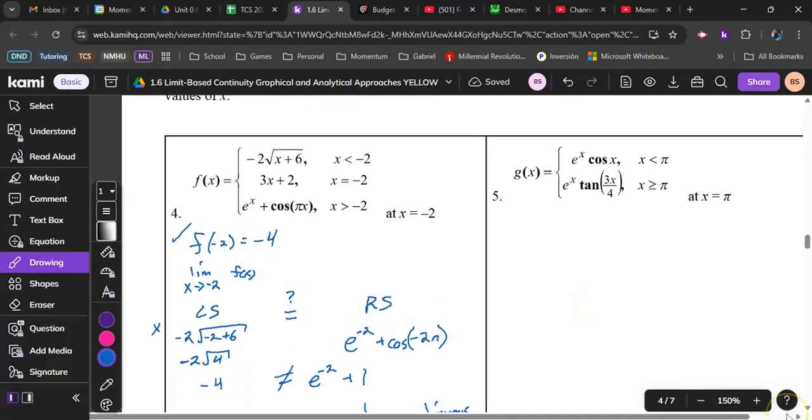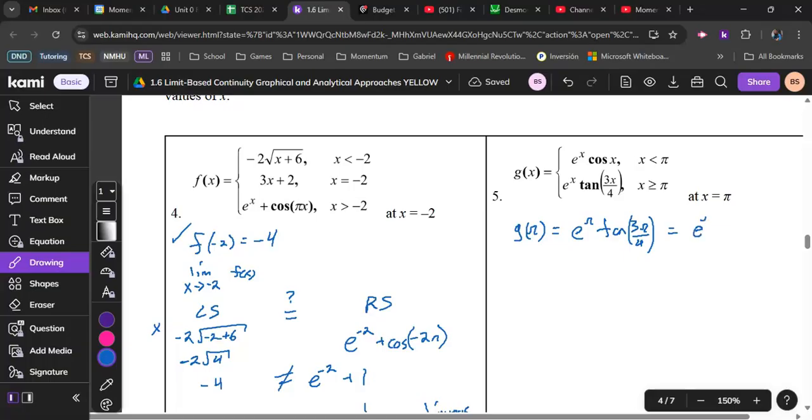All right. So this time it looks a little different. It's still a piecewise function, but there's only 2 functions. So we got to think about it a little bit more. So g of pi, does that exist? First of all, which function am I using? Top or bottom? The bottom one, because it has the equal sign, right? All right, so it's just going to be e to the power of pi times tangent of 3 pi over 4. We might as well simplify that.